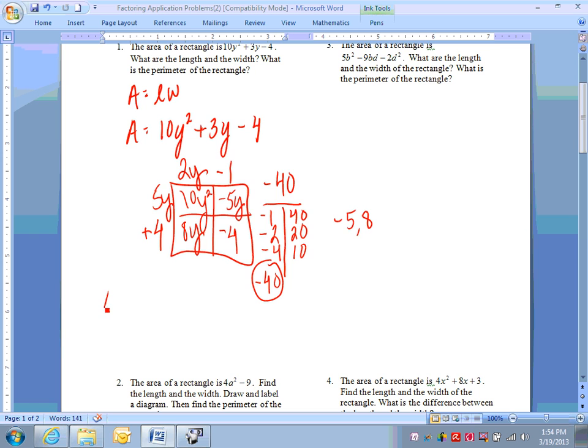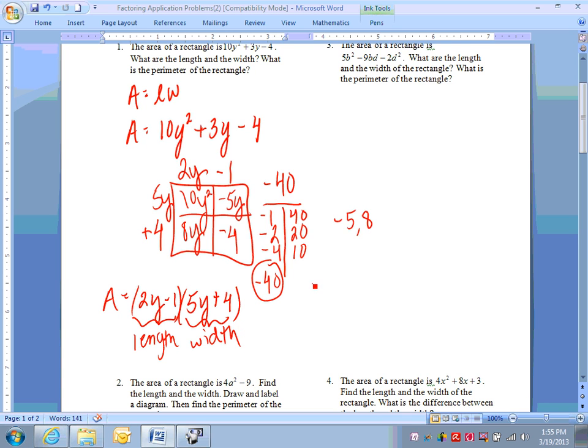Now, that tells me that my area can be factored into 2y minus 1 times 5y plus 4. And if we recognize that these two things are multiplying together to give us the area, we know that this is our length and width. So we've now found the length and width of our rectangle, which are 2y minus 1 and 5y plus 4, and they ask us to find the perimeter.